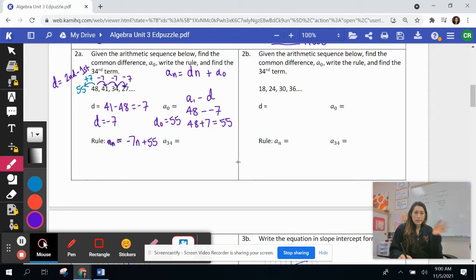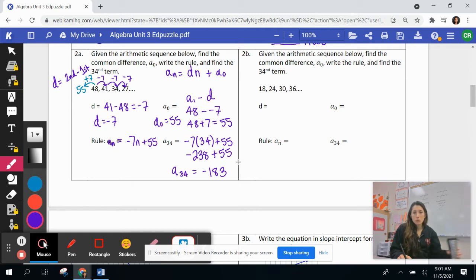I mean, we could continue this list, keep repeating it, but instead we're going to put this into our formula. So a sub 34, we're going to do -7 multiplied with 34. And then we're going to add 55 to that. So let me first do -7 multiplied with 34, and that's going to be -238. We're going to add 55 to that. And our a sub 34, our 34th term in this sequence, is going to be -183.